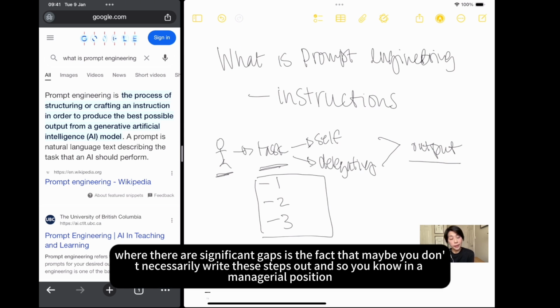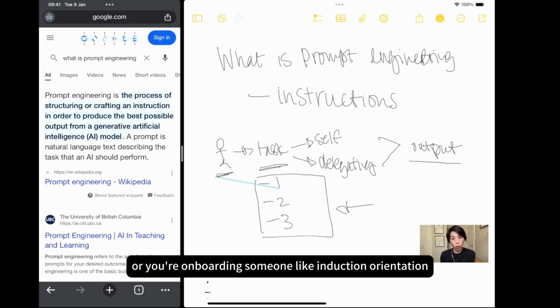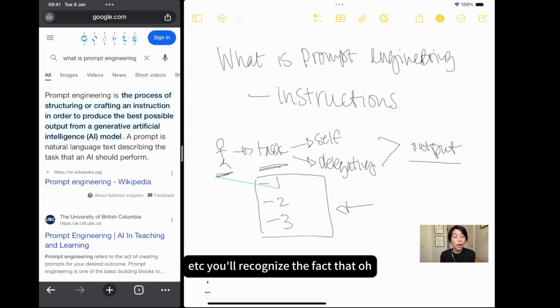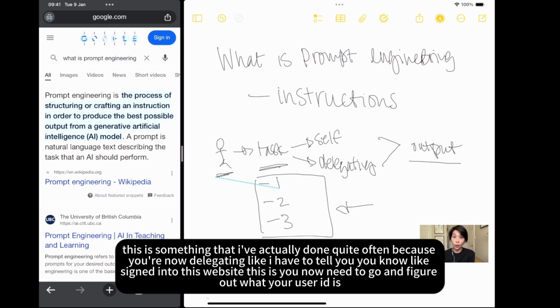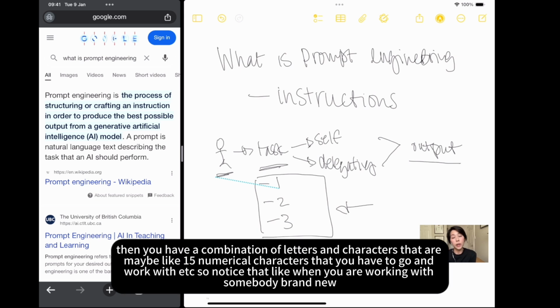Most of the time, where there are significant gaps is the fact that maybe you don't necessarily write these steps out. In a managerial position, if you're quite used to delegating to your staff how to get something done, or you're onboarding someone, like induction, orientation, etc., you'll recognize that this is something you've actually done quite often. Because you're delegating, I have to tell you, sign into this website. You now need to figure out what your user ID is, and then you need to set up your password. And if this is a new password, then you have a combination of letters and characters, maybe like 15 numerical characters that you have to work with, etc.